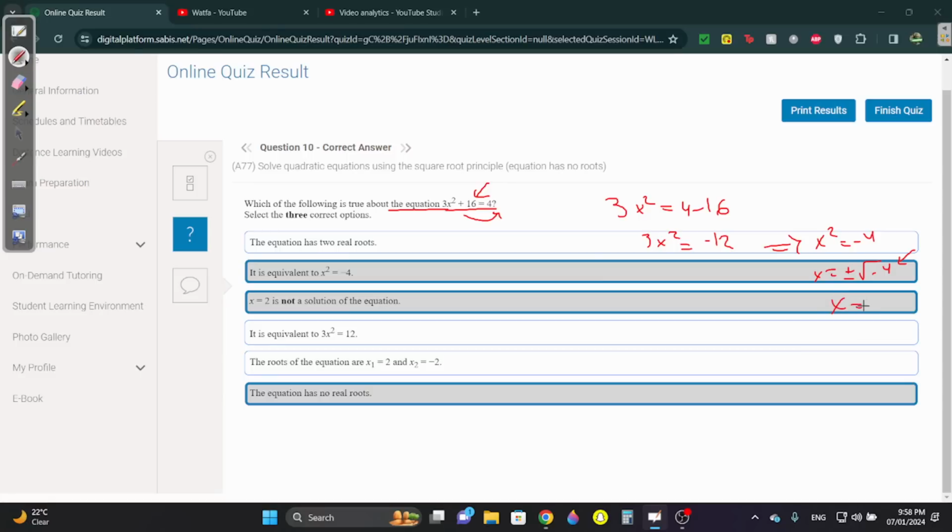Obviously, it's going to be undefined because you can't find the radical of a negative number, so it has no real roots. x equals 2 is not a solution of the equation, obviously, because we said there are no roots, so it's not a solution. And it is equivalent to x squared equals negative 4. That's correct, because we got it over here, x squared equals negative 4.